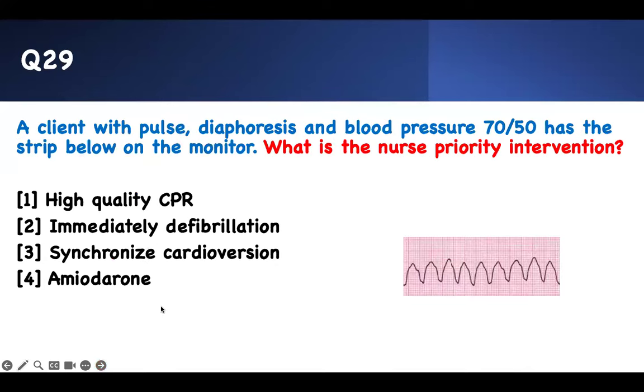The client with the pause, diaphoresis, and low blood pressure has this strip below on the monitor. First, read the monitor and see what we have. This is VTAC, right? Then what happened? You have a pause, so I'm good, I have some time. But the patient is sweaty, his blood pressure is 70. This is symptomatic. What would you do?